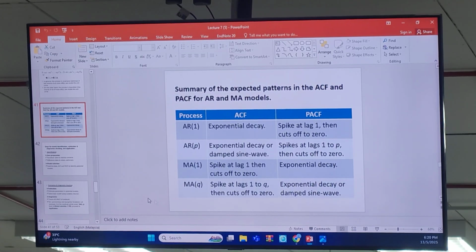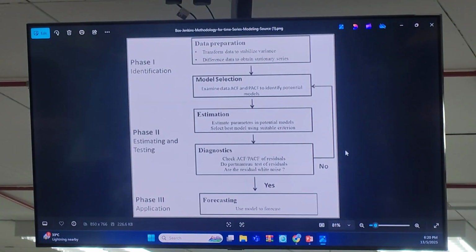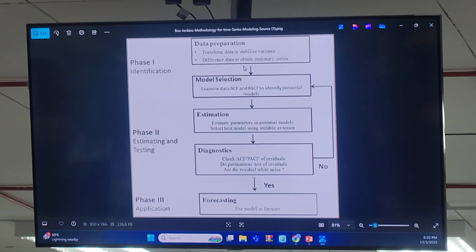So recall we discussed before, there are steps you need to follow. This is based on what we call the Box-Jenkins framework. First, you need to prepare the data and transform it. As I mentioned before, if you check the variance and it is not constant, not stable, you can use the log instead of the ordinary data.